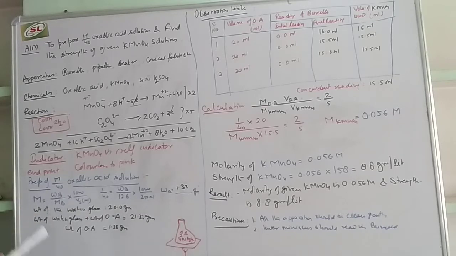We will weigh the oxalic acid on the watch glass. So the weight of the watch glass we will take first. It may be 20, 20.5, 21, or 22, depending upon the nature of the watch glass. Now we will weigh the oxalic acid. The weight of watch glass plus weight of oxalic acid is 21.33, and the weight of oxalic acid will be 1.33 grams.